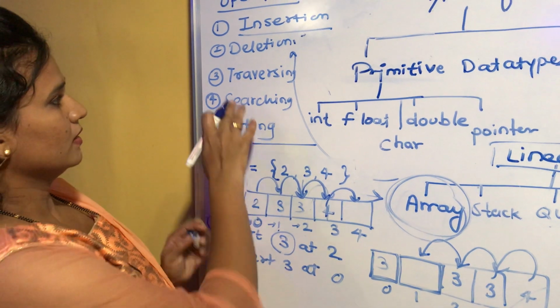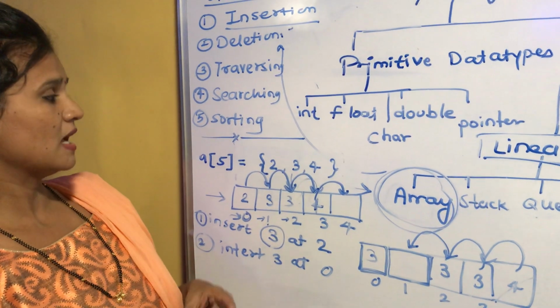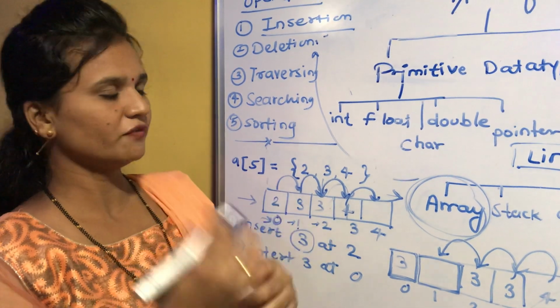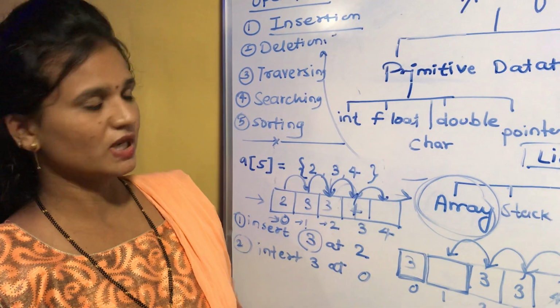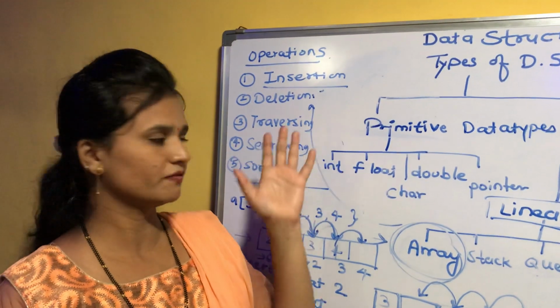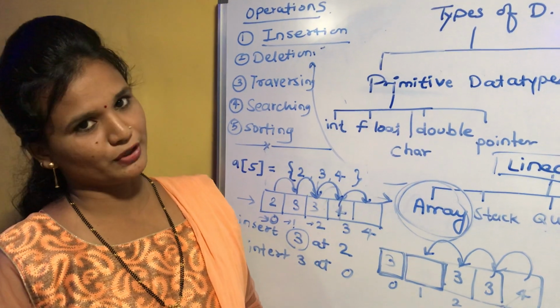Then traversing means accessing and visiting each and every element from the array. Searching and sorting: I have told you about searching and sorting, but in brief we will see in the upcoming videos, because searching has different techniques to search and sorting has different techniques to sort. We will see in detail in upcoming videos.